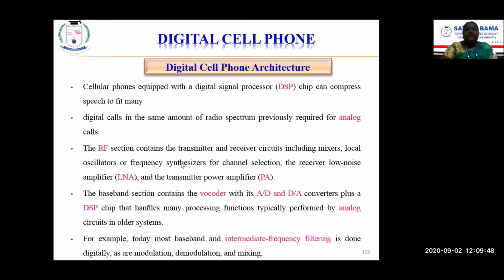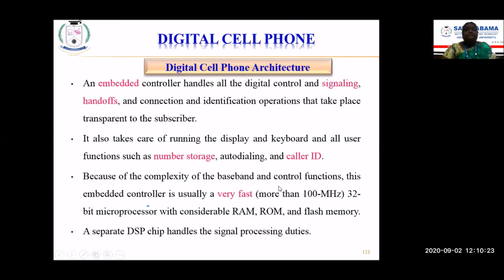In the baseband section we'll have the vocoder, that is the voice coder, that is the codec. It has the analog to digital converter and digital to analog converter, along with the DSP chip that handles many processing functions typically performed by analog circuits in older systems. For example, today most baseband and intermediate frequency filtering is done digitally, as are modulation, demodulation and mixing.